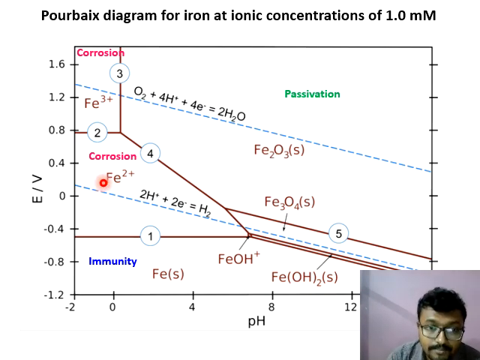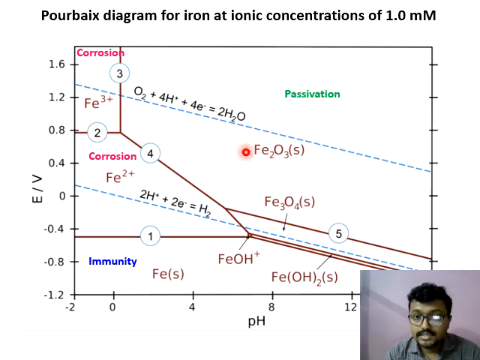At the same time, in this reaction, the oxidation number of iron is changing, plus 2 to plus 3. So this reaction is dependent on pH as well as redox. Line number 4 represents reaction 4 and indicates the equilibrium reaction between iron 2 plus and Fe2O3. This reaction is pH dependent as well as redox dependent.